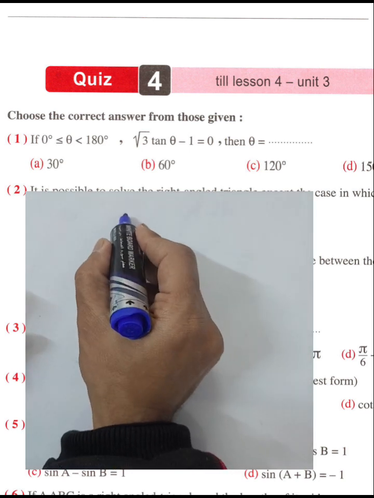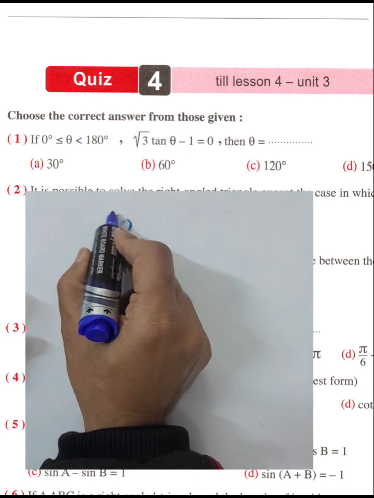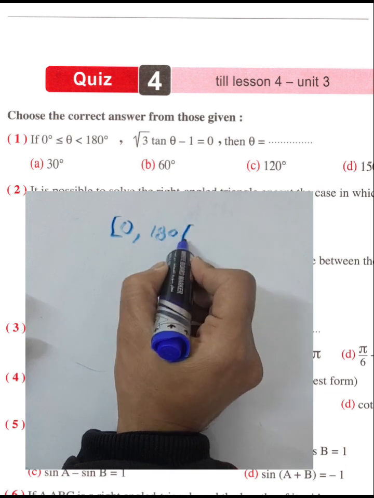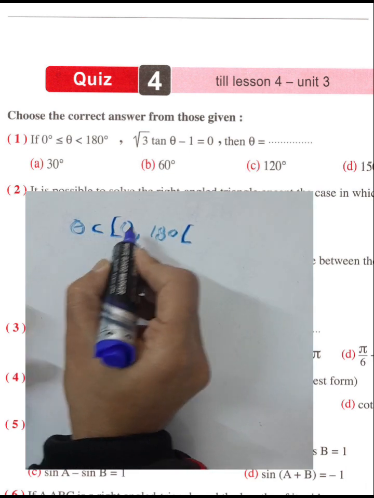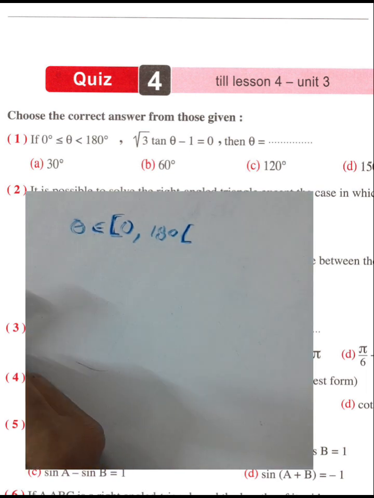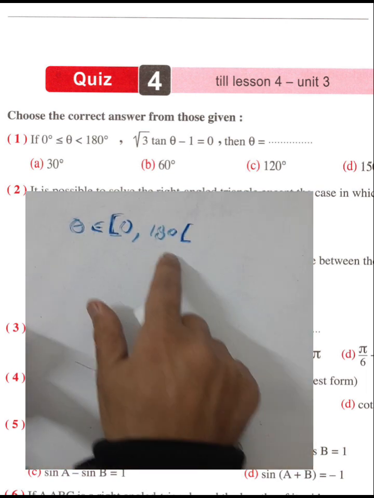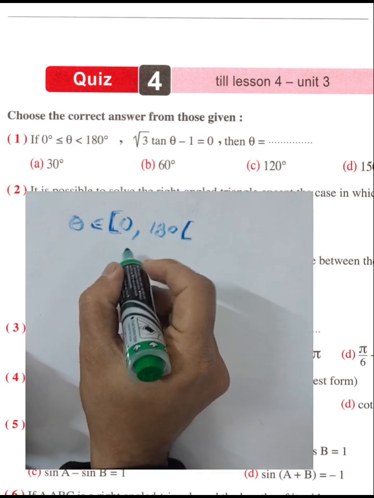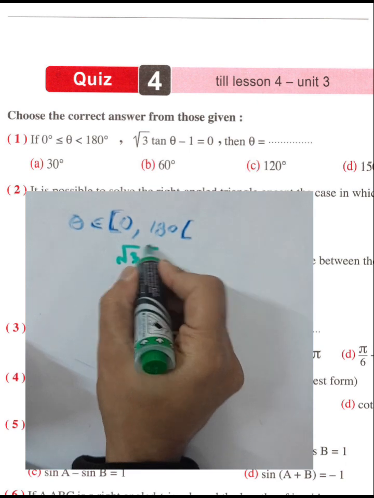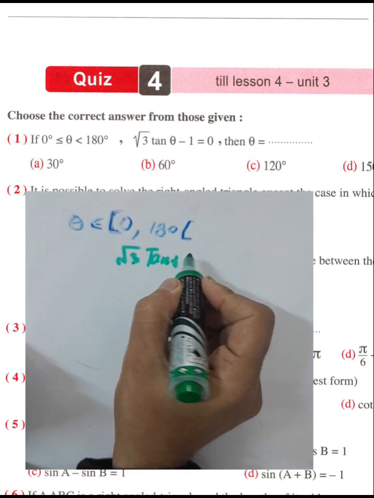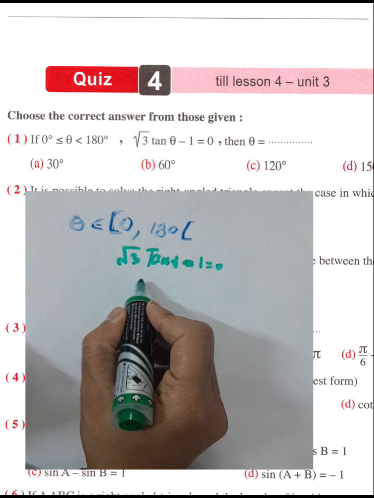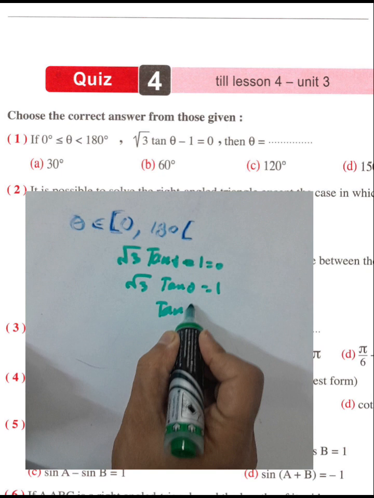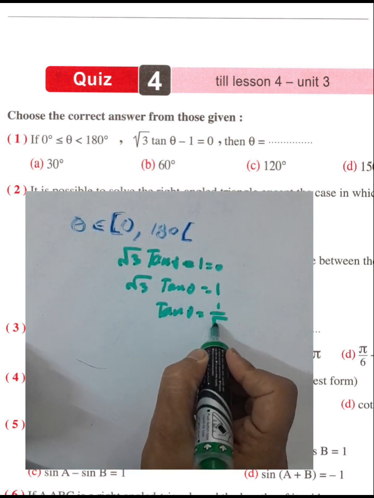Okay, we have 0 closed here and 180 open. Theta belongs to this interval from 0 to 180, and it gives us root 3 tan theta minus 1 equals 0, then root 3 tan theta equals 1, then tan theta equals 1 over root 3.